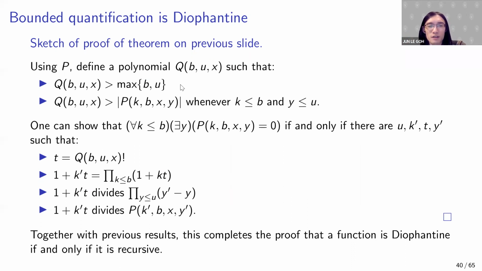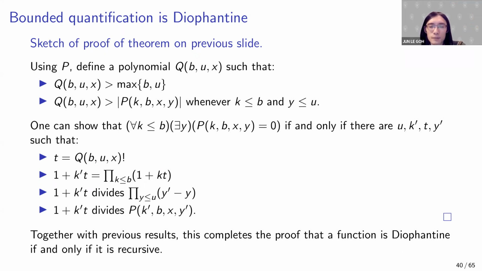First, we're going to define this auxiliary polynomial q. The main point of q is that the exact value of q doesn't really matter. What matters is that q is big. For example, this first point, q of bux has to be greater than b and greater than u. And second, q of bux has to be greater than all these values of p. So think of q as just specifying some large bound, the domain that we want to focus on, the domain that's bounded by q in some sense.